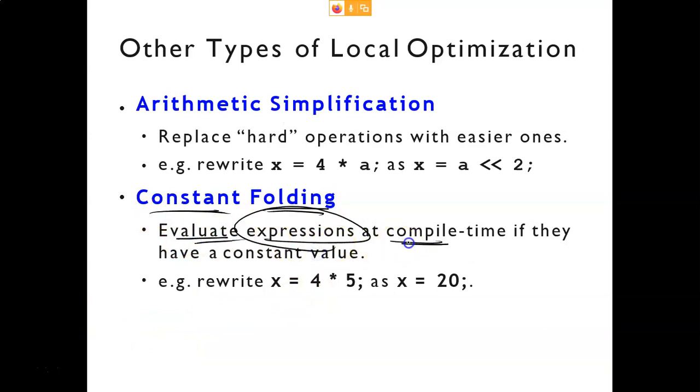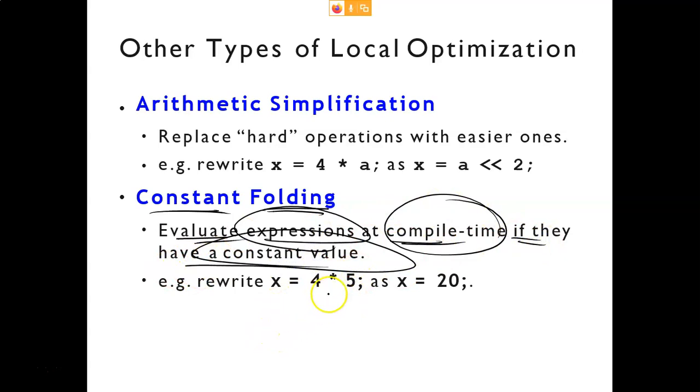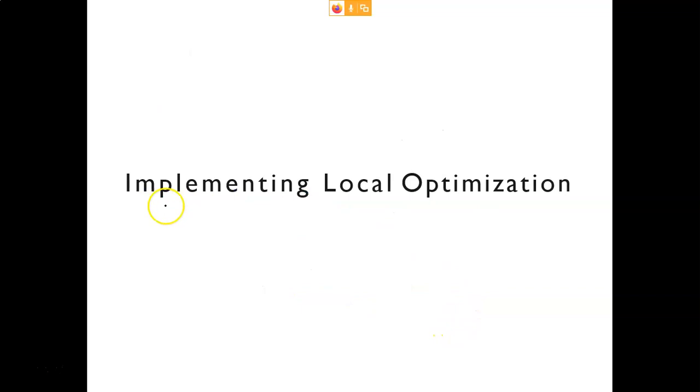Evaluate expressions at compile time if they have constant value. This is a very simple definition. So this is your constant folding. Now we will see how to implement local optimization. What do we mean by implementing local optimization?